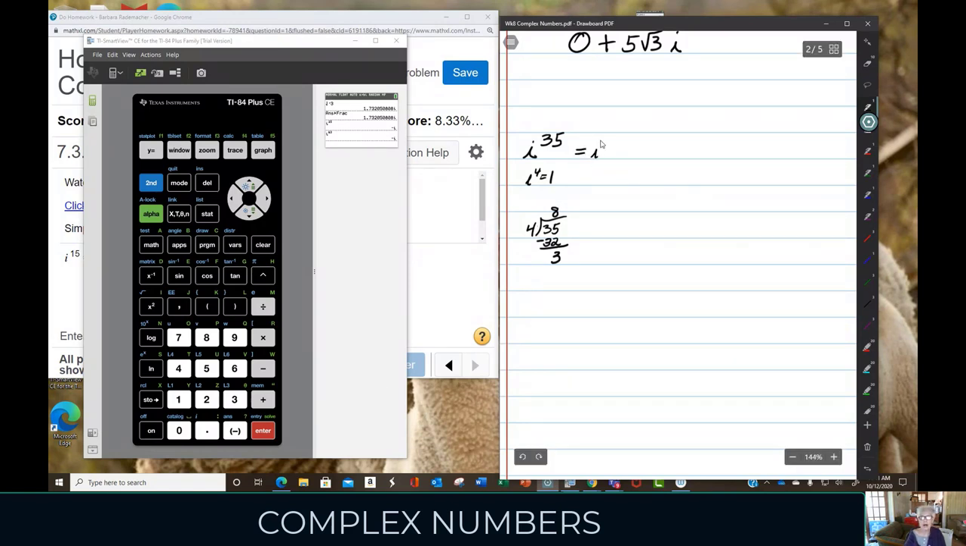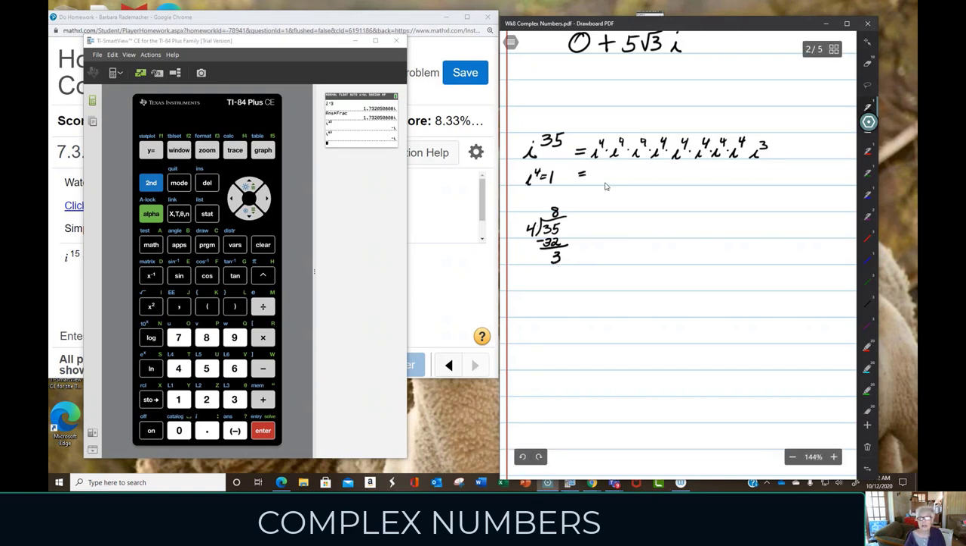This is what that means. Eight times, you're going to have i to the fourth times i to the fourth, and so on. Let me count. 1, 2, 3, 4, 5, 6, 7, 8. There are the eight i to the fourths. And then there's an i to the third. That's what the remainder is.